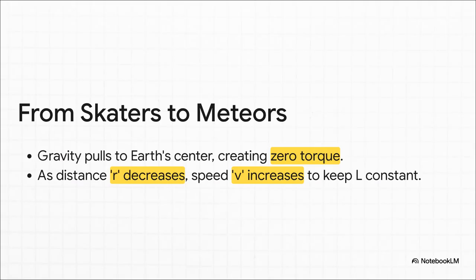And this law doesn't just work on the ice rink. It works on a cosmic scale. Think about a meteor whipping past Earth. Gravity is pulling it, yeah, but it's pulling it straight towards Earth's center. That pull doesn't create any twist, so there's zero torque. That means the meteor's angular momentum is conserved. So as it gets closer to Earth, as its distance r gets smaller, its speed, v, has to increase to keep that angular momentum constant. It's the exact same principle as the skater, just with a planet and a rock.